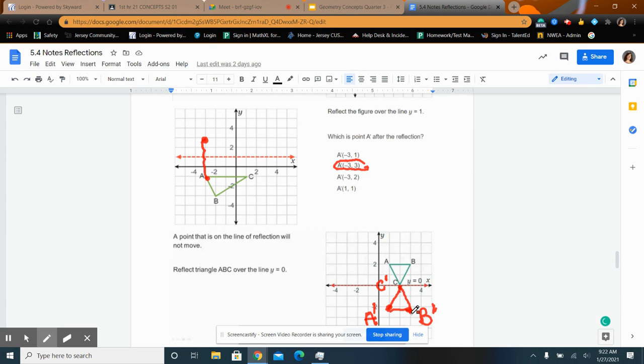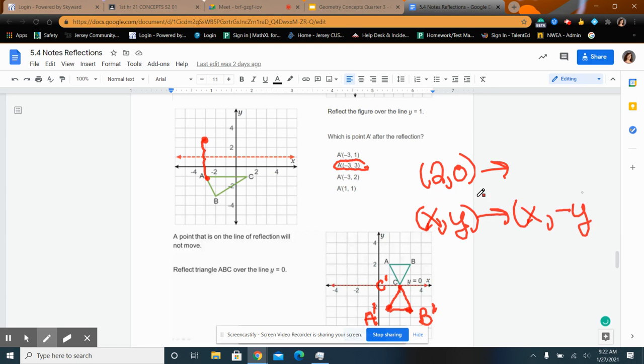And if you want to know why that works with the code, it's because the point is 2, 0. And the code over the x-axis said that it's going to go to x negative y. What happens if you change the sign of 0? Negative 0, it doesn't matter. It's still 0, right? So that's why.